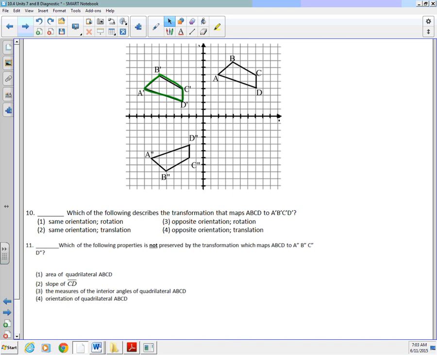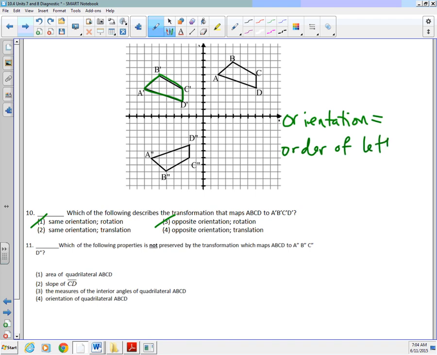Okay, so now I know the rotations are out. And orientation is the order of the letters. And I hope that we see A, B, C, D goes clockwise, and it also goes clockwise in A prime, B prime, C prime, D prime. So they have the same orientation.